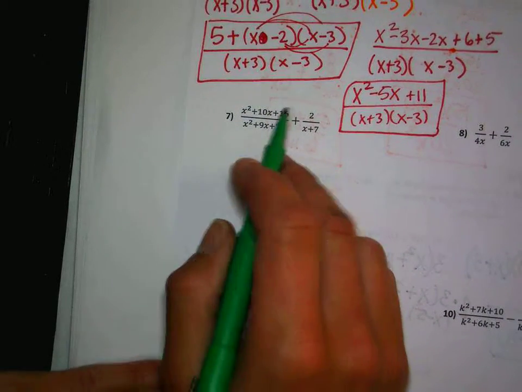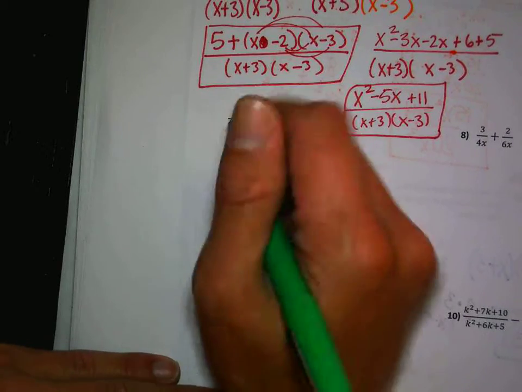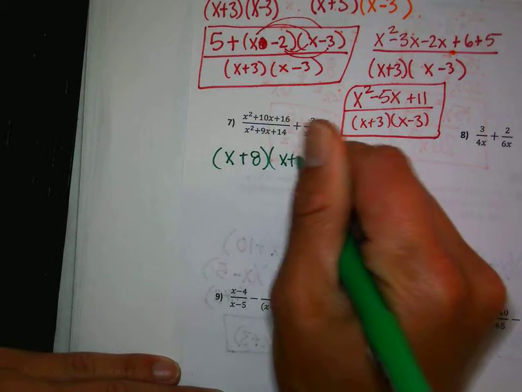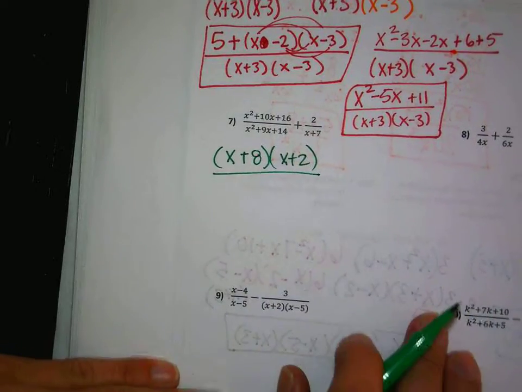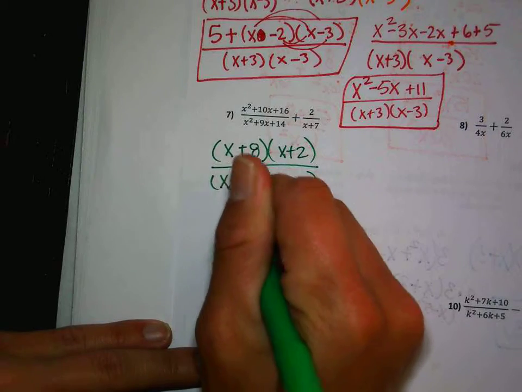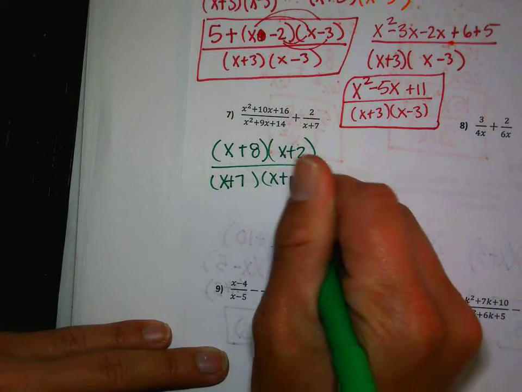For number 7, what two numbers multiply to give you 16, add to give you 10? 8 and 2. Very good. So x plus 8, x plus 2. What multiplies to give you 14, adds to give you 9? 7 and 2. x plus 7, x plus 2.